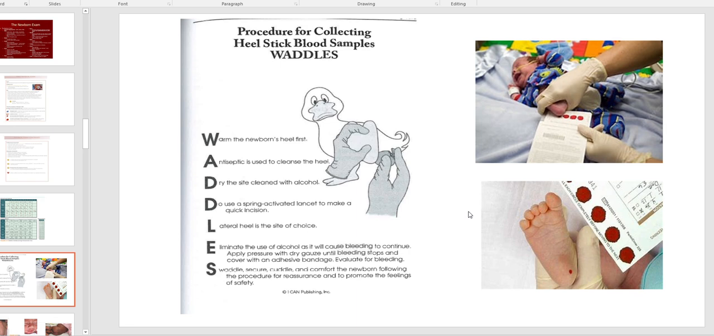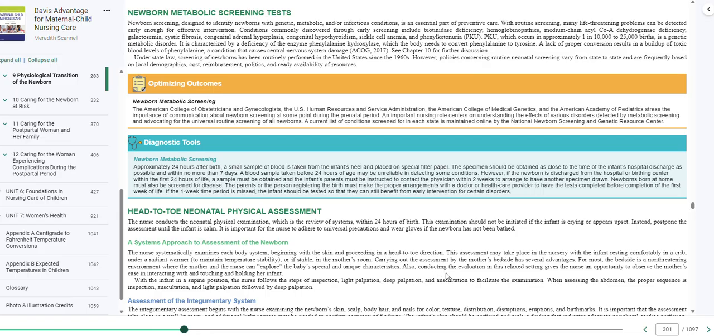Okay? And to let them know, they test for cystic fibrosis, phenylketonuria, which is what PKU stands for, maple syrup urine disease, all types of congenital anomalies they test for. Okay? And that is, again, on page 301 in your book.